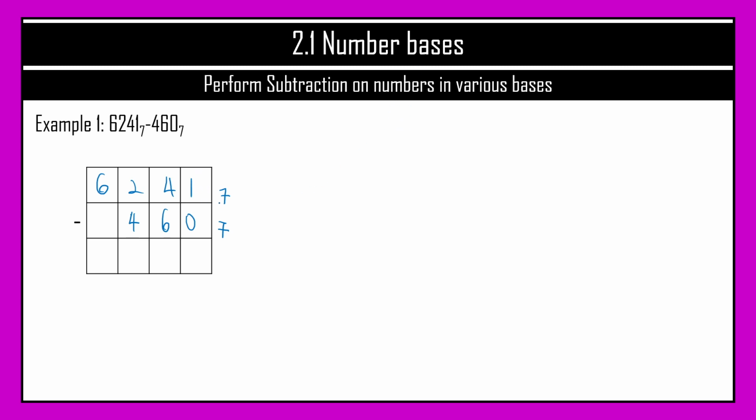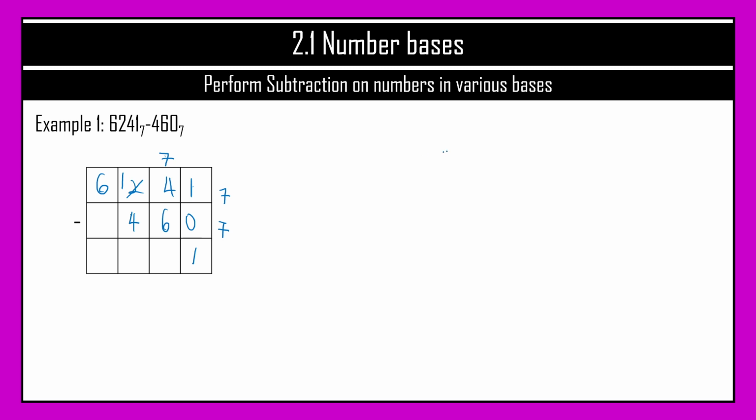Alright, let's look at this. Okay, so 1 minus 0, luckily we still have enough. And then the next one is 4 minus 6. 4 minus 6 we don't have enough, so we're going to borrow from 2. Now that one will be left with 1. And then because this is base 7, I'm going to start with 7.